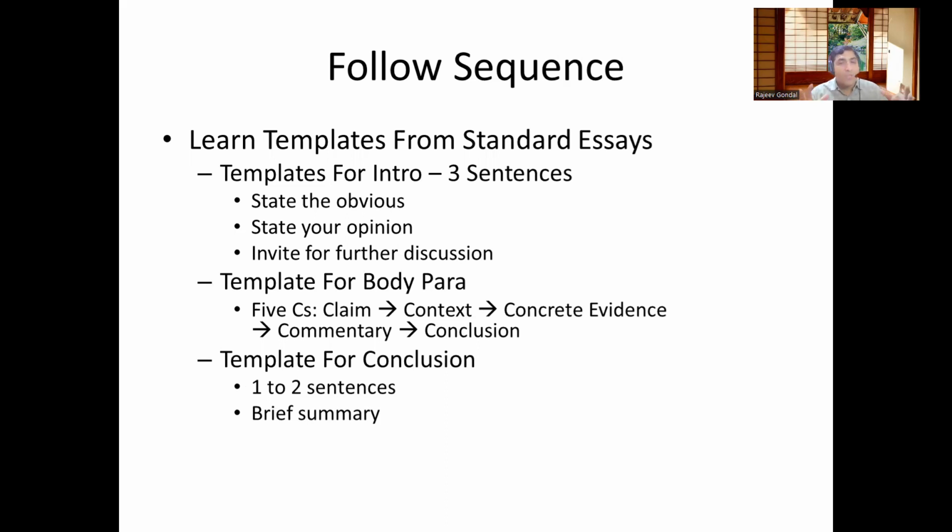If you don't know, you can go through the details of what is claim. Claim is the first sentence. What is context? Concrete evidence, commentary, conclusion. So these are the 5 things that you cover in an essay. There are discussions on all the different types of essays. We have taken samples of them. We have explained the essays in detail.